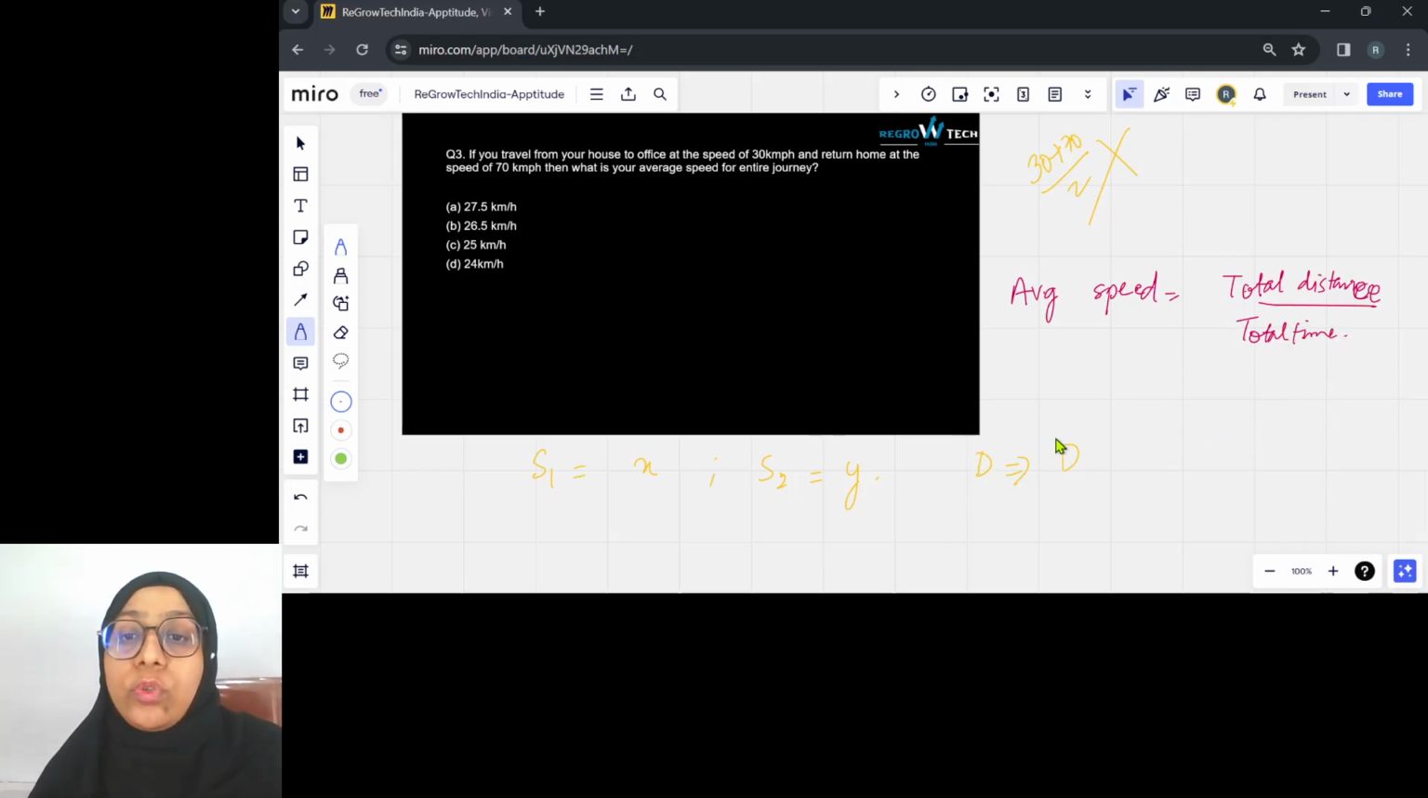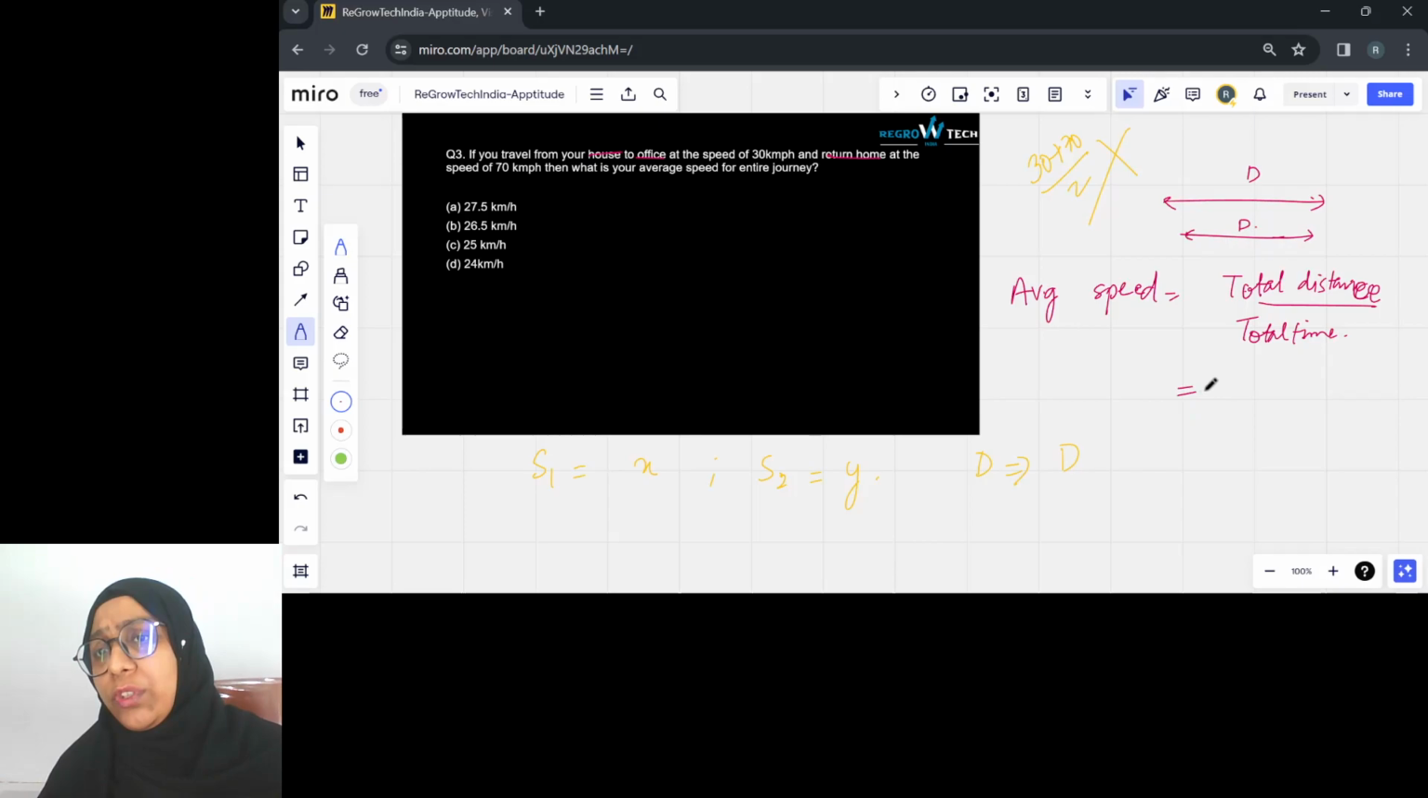So in this case we are going from house to office, and then returning from office to house, so the distance remains the same. While going from home to office the distance is d, while coming back the distance is d. So therefore the total distance is d plus d.